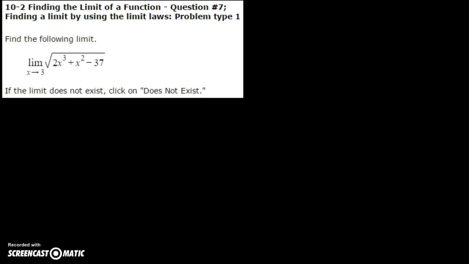Okay, so let's try this one. Why don't you guys put this square root equation in decimals and see what you get, and figure out what the limit is when your x approaches 3. Pause the video now, please.